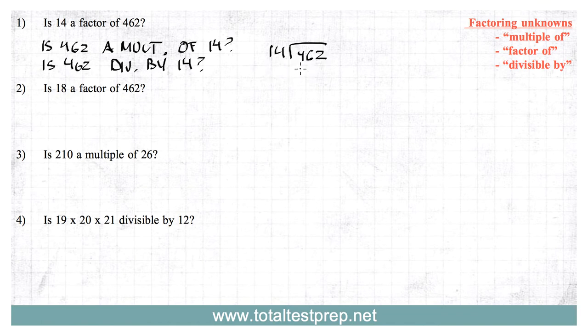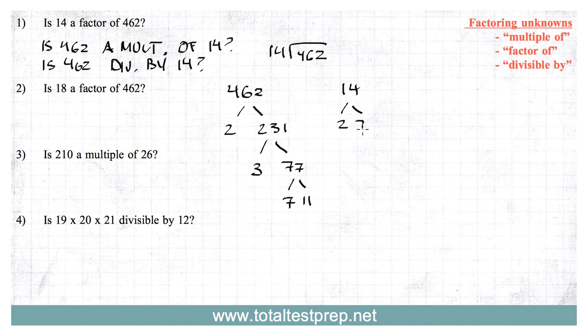But let me show you a different method that is going to be helpful for the more tricky questions later on. The first thing we're going to do is prime factor both of these. So 462 can be broken down into 2 times 231. And 231 is a multiple of 3 because 2 plus 3 plus 1 is 6. And when the digits add up to a multiple of 3, the entire number is a multiple of 3. So this is 3 and 77, and then 77 is 7 and 11. And 14 breaks down into 2 and 7. So what we have is 462, which equals 2 times 3 times 7 times 11. And 14, which equals 2 times 7.